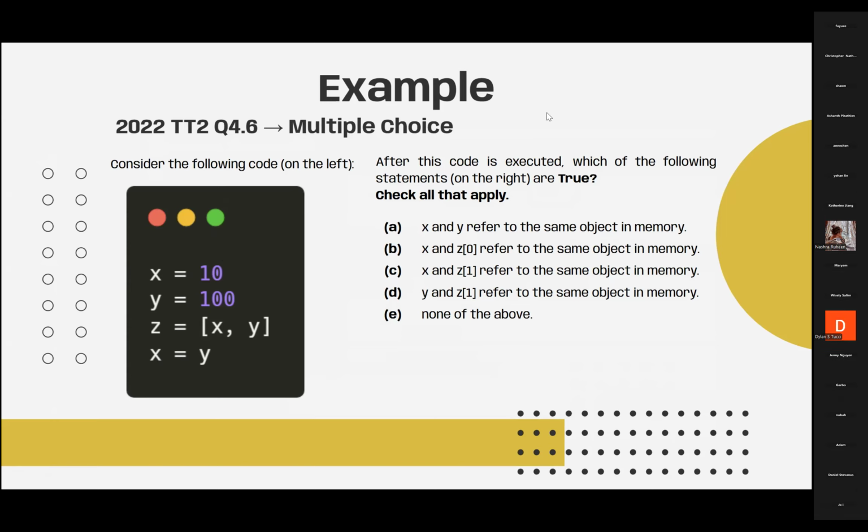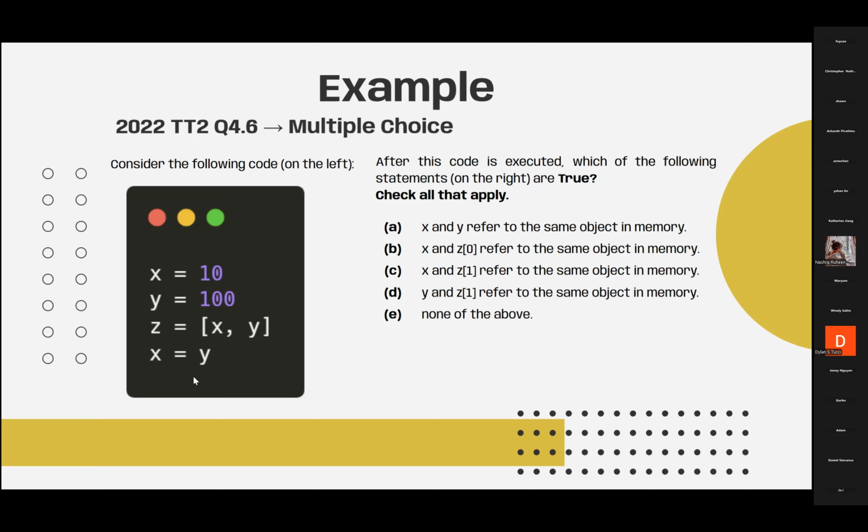Right here, we can work through this multiple choice question. After this code is executed, which of the following statements on the right are true? We can check all that apply. A hint for this question is to draw it out, just in case, because if you keep track in your head, you might miss something. Draw out the boxes. For instance, X will get a box which will point to some value. Y will have an ID which points to a box which gets some value.